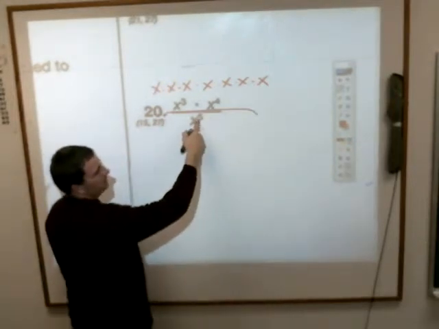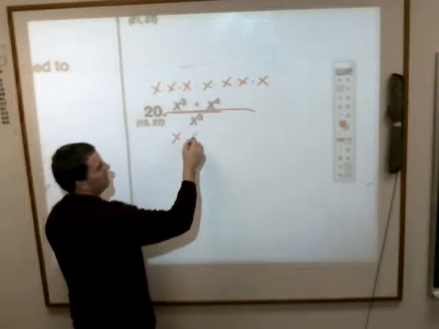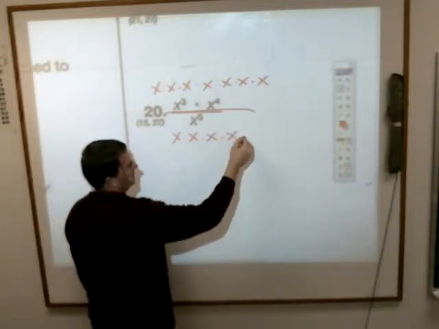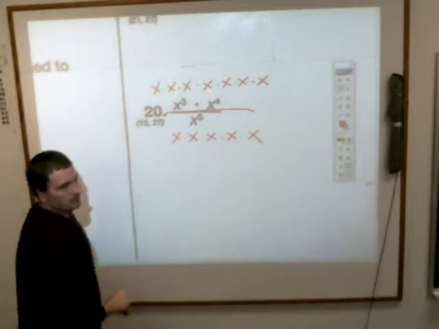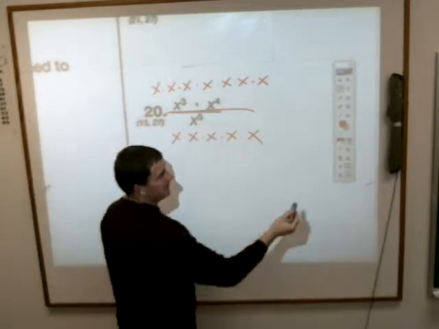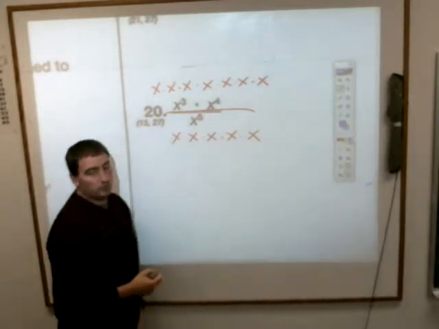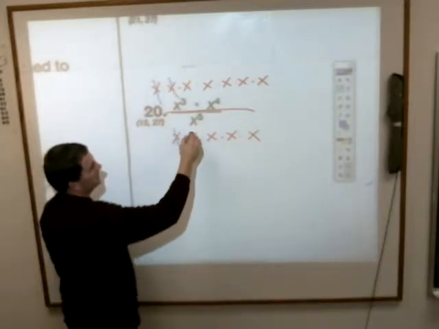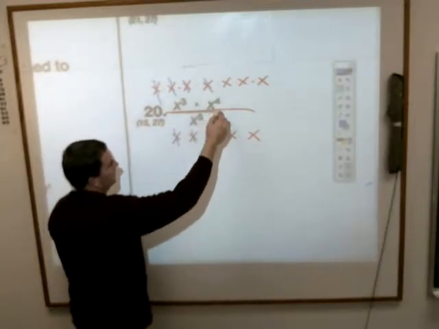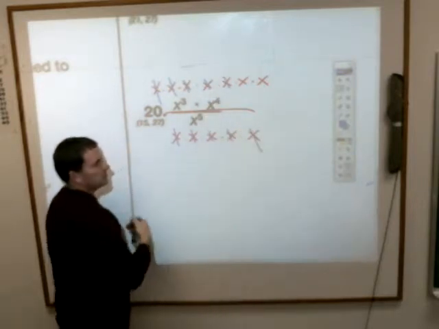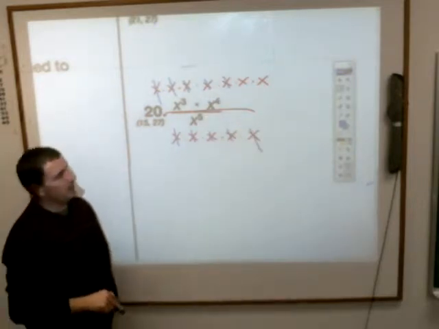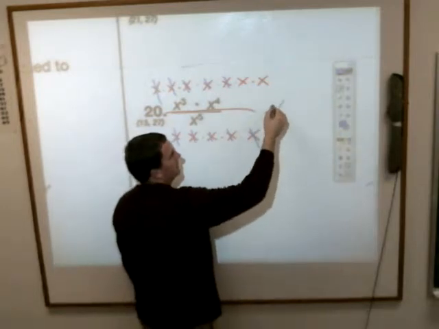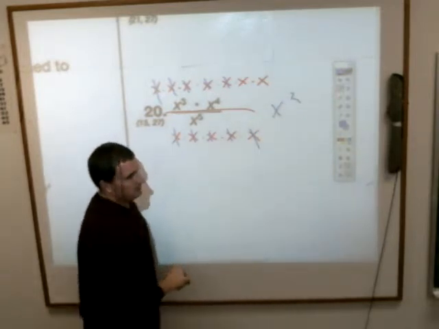What does x to the 5th mean? You have 5 x's times themselves. Well, what happens when you have the same thing on top as on bottom? They will cross out 1 for 1. This x, that x, this x, that x, this x, that x, this x, that x, this x, that x. All of my bottom ones crossed off. What am I left with on top? X to the 2nd power.